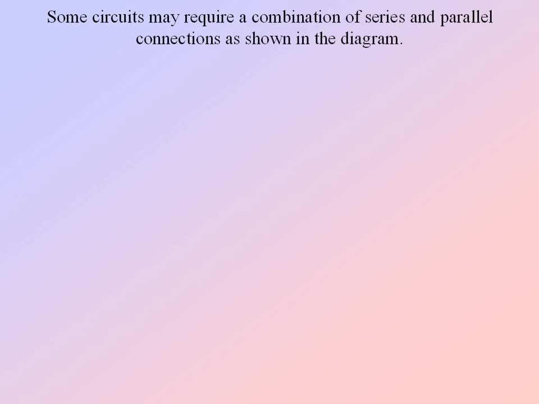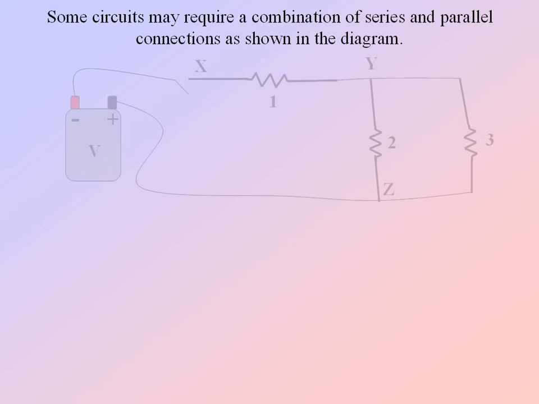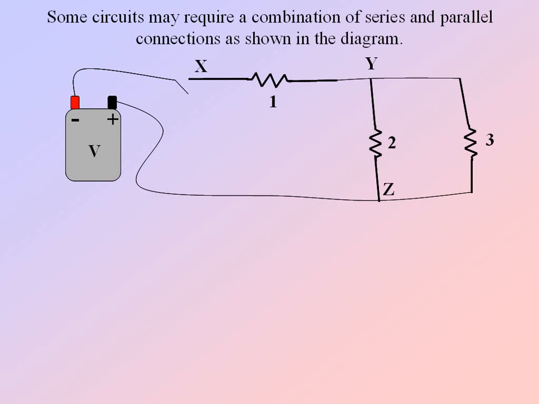Some circuits may require a combination of both series and parallel as shown in the diagram. Here we have resistor number 1, which is in series with resistors numbers 2 and 3. Electrons leaving the battery must go through X, and therefore all must go through resistor number 1. However, at point Y, electrons can either go down through number 2 or over and through number 3, then coming back to point Z, reuniting and going back to the battery.